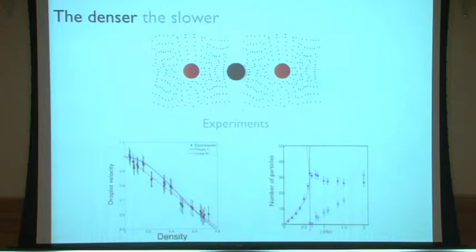Here, the only important thing to remember is that as a droplet moves, it induces this flow disturbance. And obviously, this one is slowed down both by the droplets in front of it and by the droplet behind it. Okay, good.